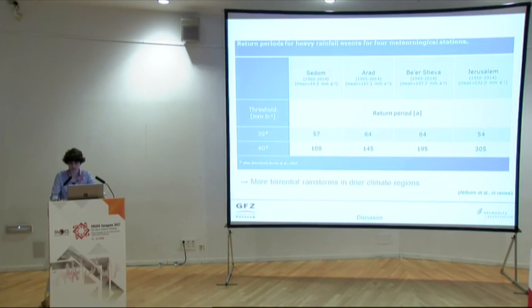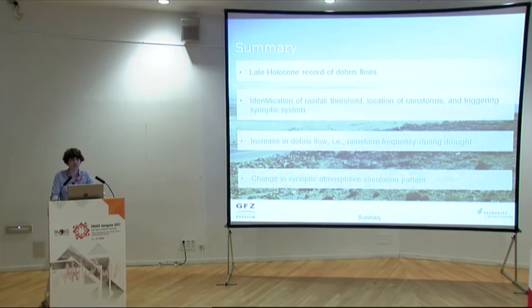So to sum up my talk, I presented a late Holocene record of debris flows, which allows us to identify a rainfall threshold for the associated rainstorm, the location of the rainstorms, which has to be exactly over the escarpments, and the triggering synoptic system, which is most probably the active Red Sea trough. And we find more heavy rainstorms during a regional drought, and we propose that this is due to a change in the synoptic atmospheric circulation pattern. Thank you.